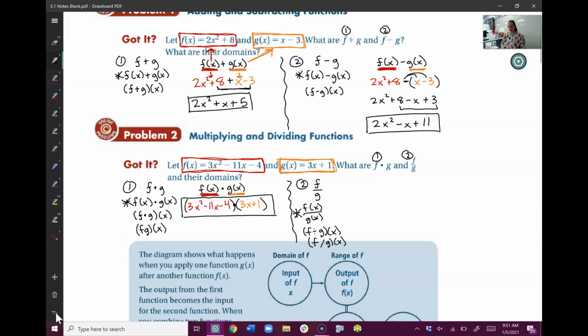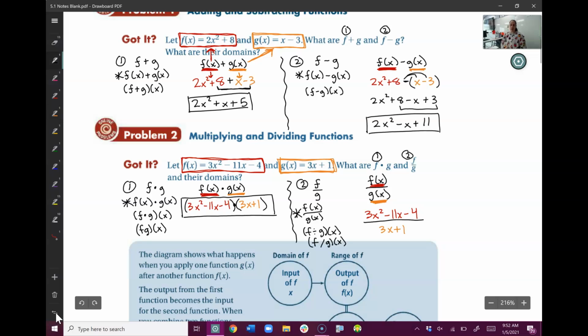Okay, let's try division. So once again, I like to write it this way, because then it makes that substituting really easy. So f of x is 3x squared minus 11x minus 4. So I'm just going to substitute that in. And then divide by g of x on the bottom. Well, g of x is 3x plus 1.